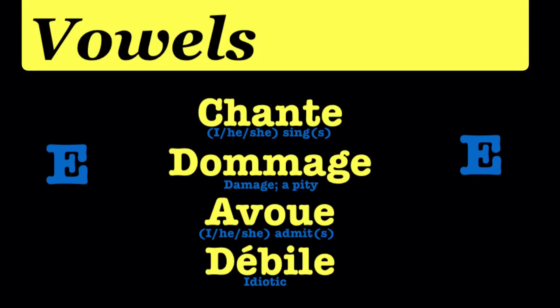So now a quick note about the mute E when it comes at the end of a word. In this case, it tends to be silent. We have some examples here. Chante, dommage, avoue, débile. So again, we see that the E at the end of each of these words is silent. Now, if you have a very short word with 2 or 3 letters where the only vowel is the letter E, like le, L-E, or me, M-E, the E, of course, is not going to be silent. It will be pronounced. But when you have a longer word that ends in E, with at least one other vowel preceding it, the final E tends to be silent.